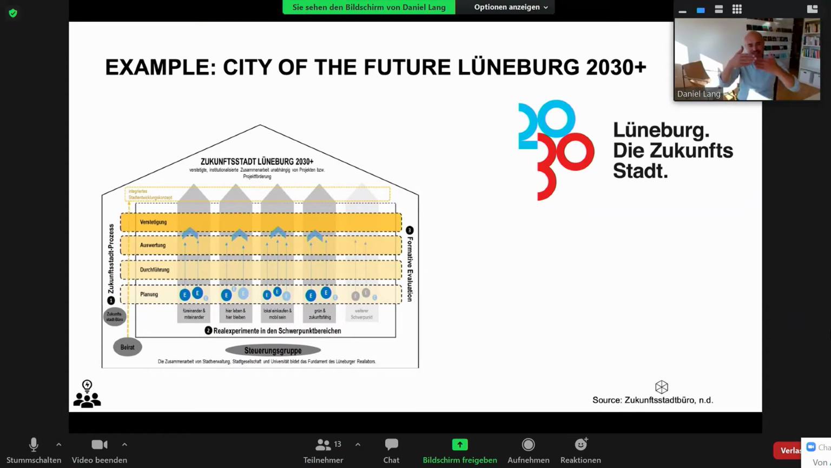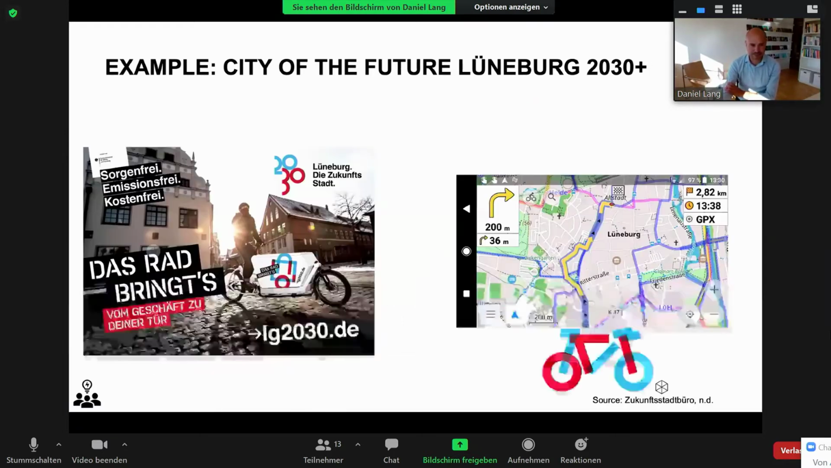So the key idea is really to change the planning paradigm in cities from a classical planning paradigm, where the basic assumption is still that we can control things, to a more emergent and experimental planning paradigm, which comes closer to this complexity idea. And even more concretely, what are experiments?